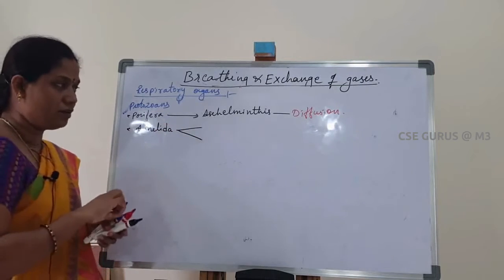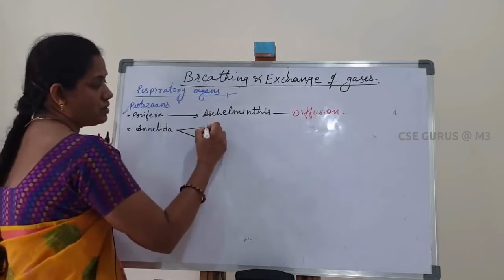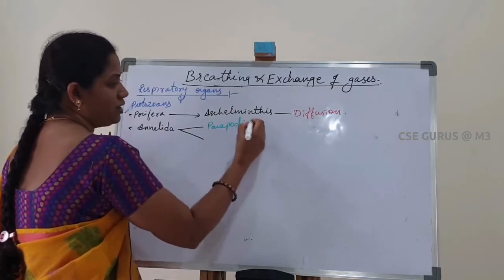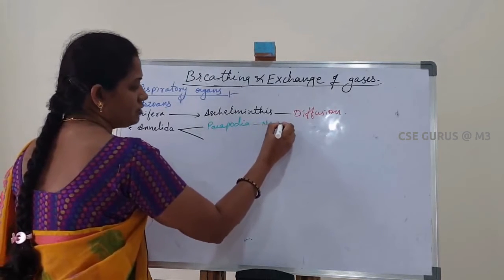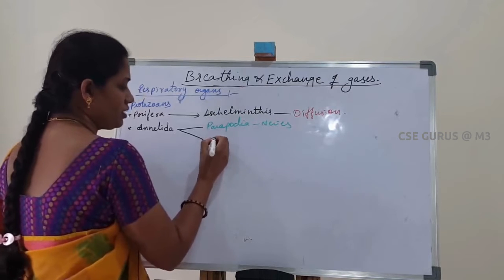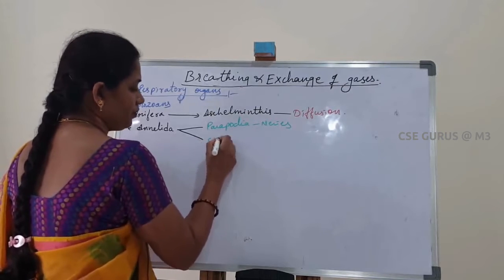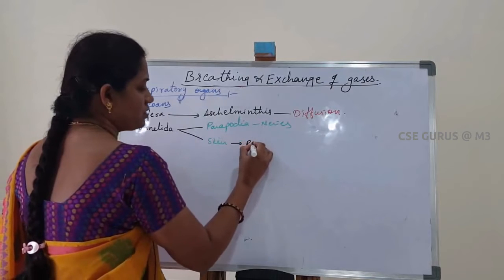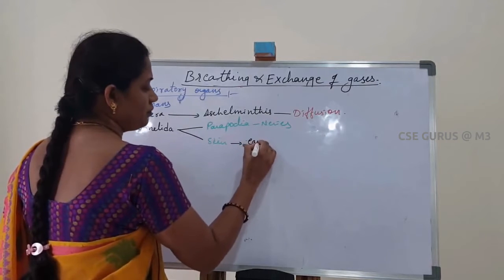In Annelida, two types of respiratory organs are present. Parapodia, which are present in Nereis, and cuticular respiration or skin. This type of respiratory organ is present in the earthworm.